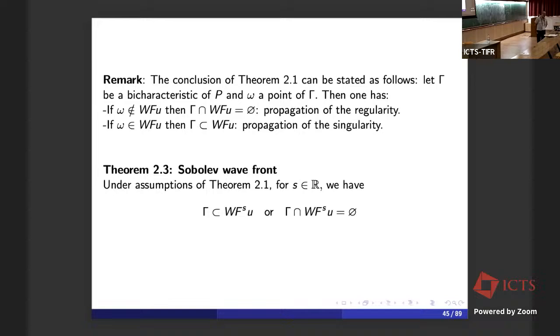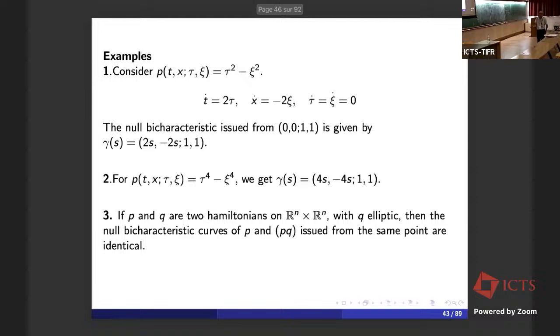Can you go to the previous example, previous slide 43? Yeah, here. So this gamma of s should be 4s cube minus 4s cube, right? Here, this gamma of s for the second example. Shouldn't it be 4s cube minus 4s cube because we have 4s cube? Cube? Yeah. No, no, no.